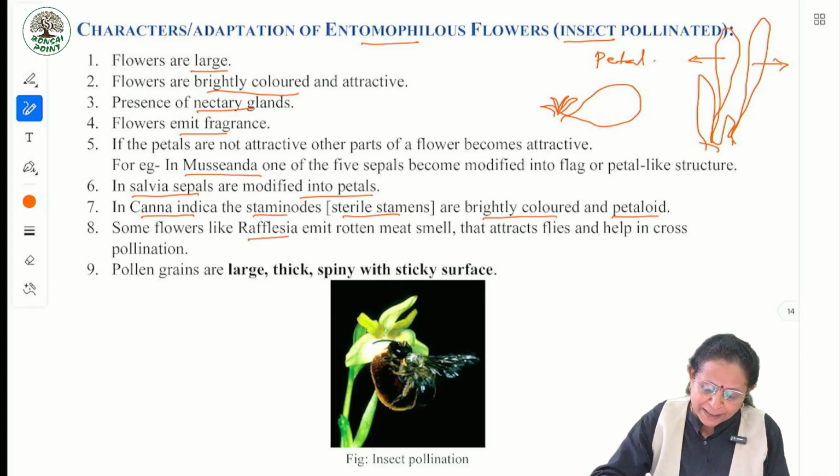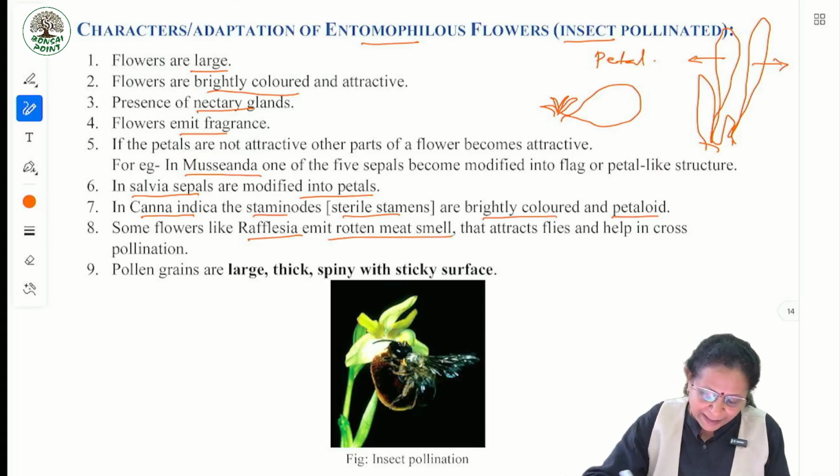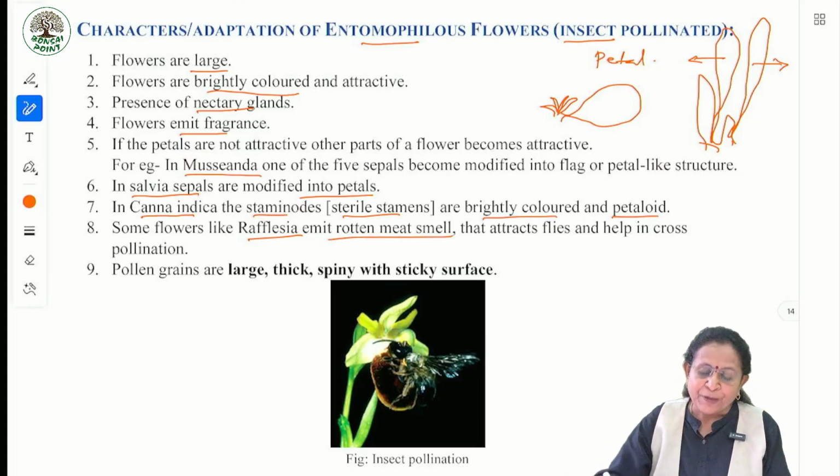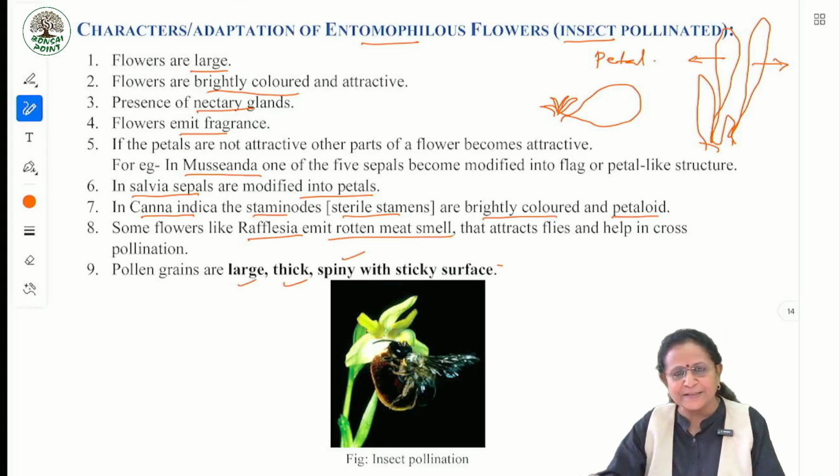Some flowers like Rafflesia emit rotten meat smell that attracts the flies and helps in cross-pollination. What are the characters of pollen grains of entomophilous flowers? They are large, thick, spiny with sticky surface. Is it clear?